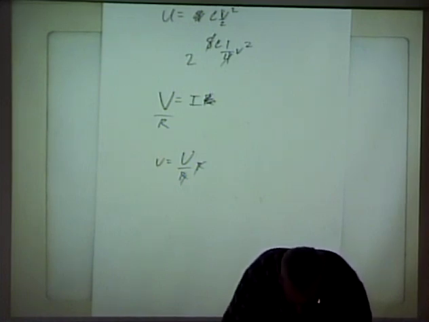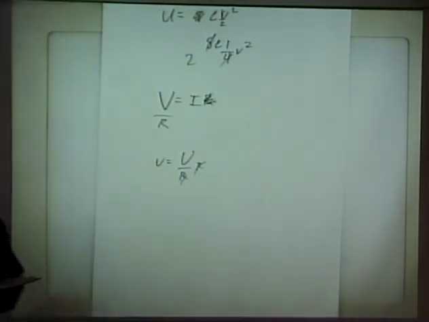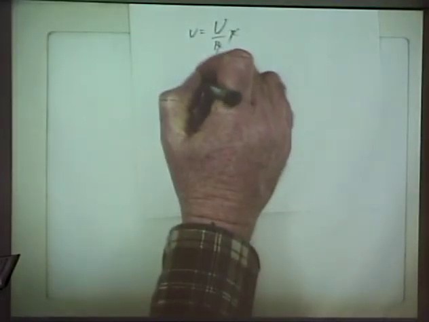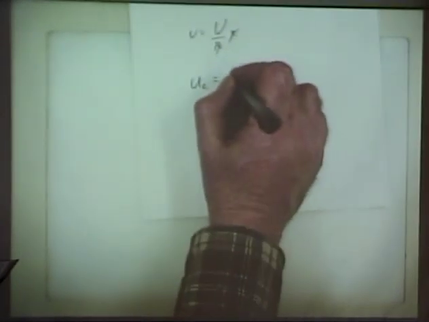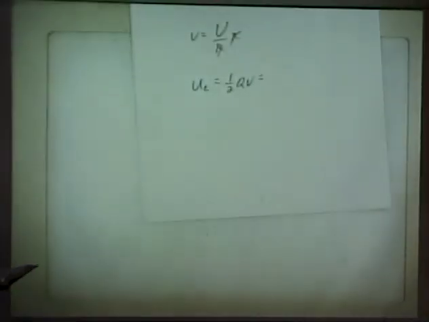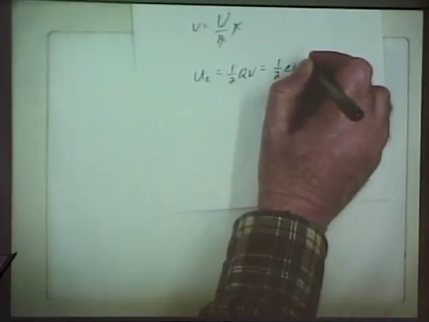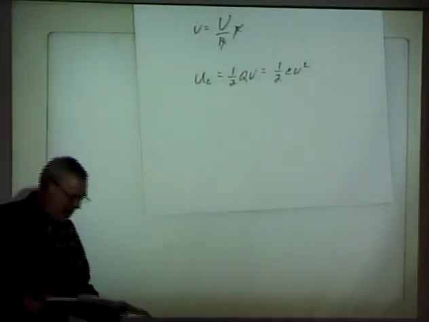All right. Okay. Here you go. Here we go. So here's the deal. This is a good question. UC, the energy, equals 1/2 QV, which equals also 1/2 CV squared. Okay, equals 1/2 CV squared.